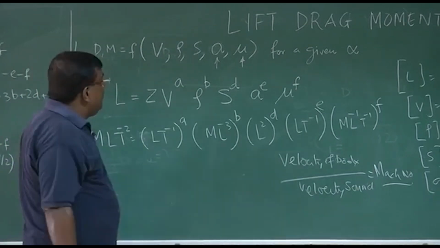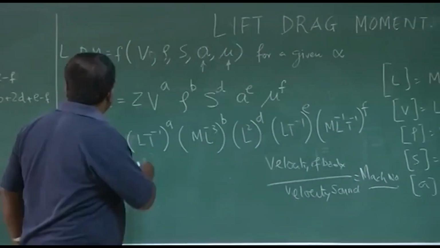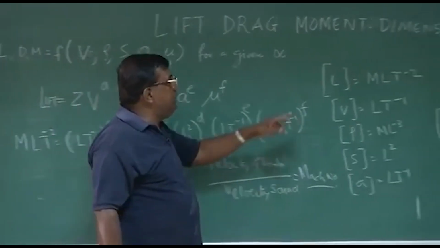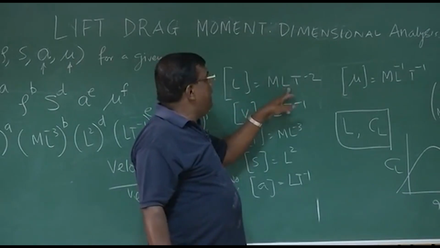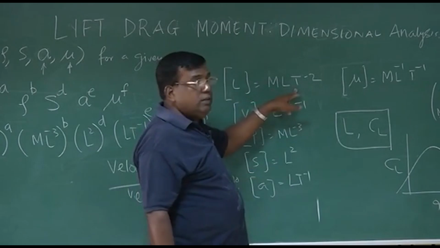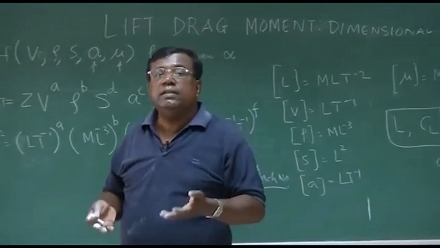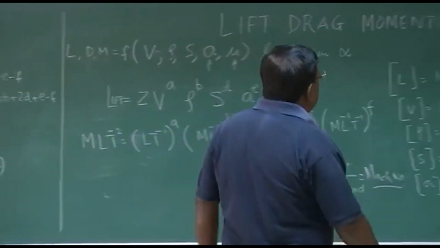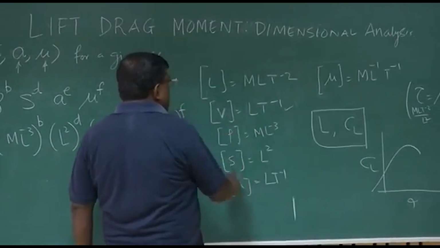Now let us see what is the dimension of L. L is the lift here, okay? What is the dimension of lift? That is force. So mass into acceleration. So M L T minus 2. It is mass into acceleration. Acceleration is V by t. V is L T minus 1, divided by T. So L T minus 2. No issues. What is the dimension of V? It is L T minus 1.